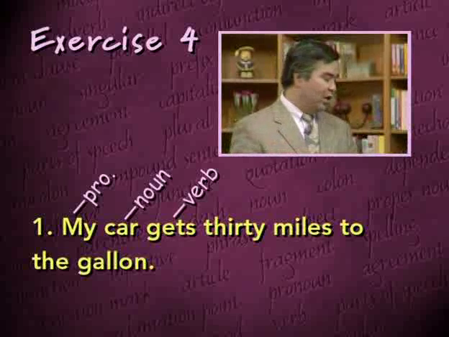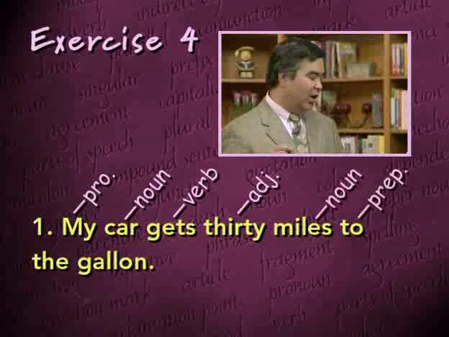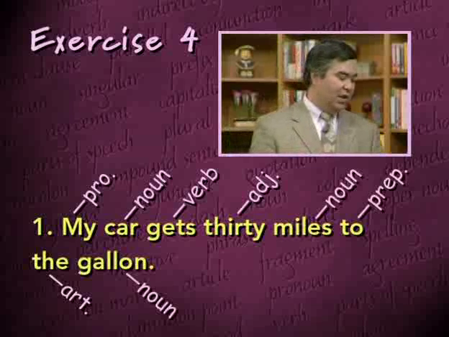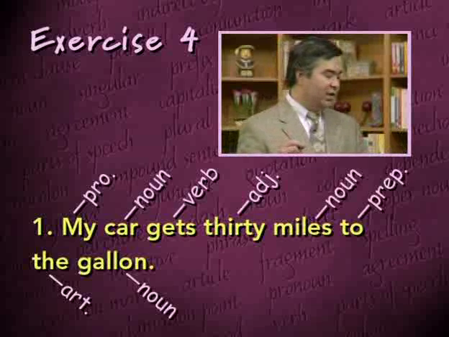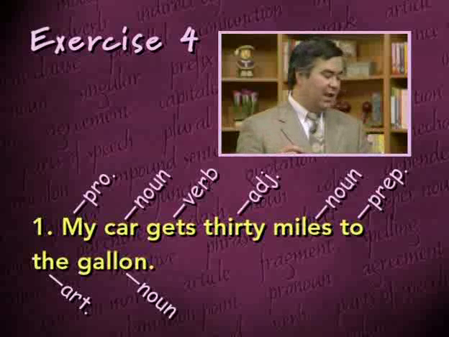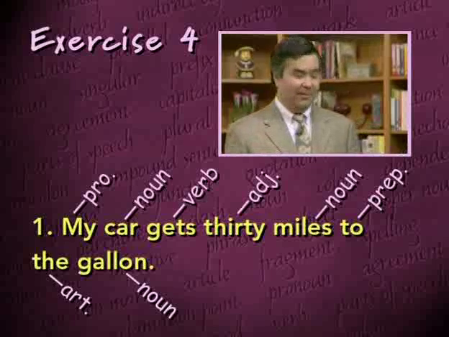The remaining words are an adjective, a noun, a preposition, an article, and a noun. So 30 is an adjective. It modifies the noun miles. To is a preposition, and it's followed by the article the, and the noun gallon.